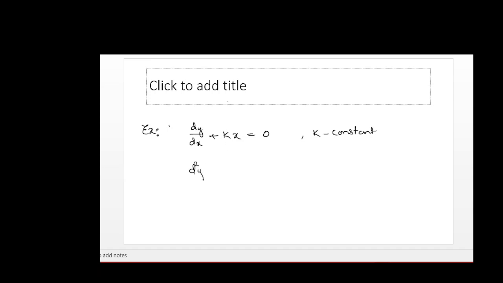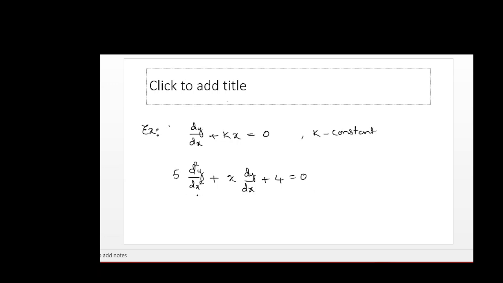Next, another example is with d square y by dx square, and some constant can also be written here: 5 d square y by dx square plus x into dy by dx plus 4 equal to 0. So here also this is a differential equation. It is in the form where the right hand side is equal to 0, which I have written.